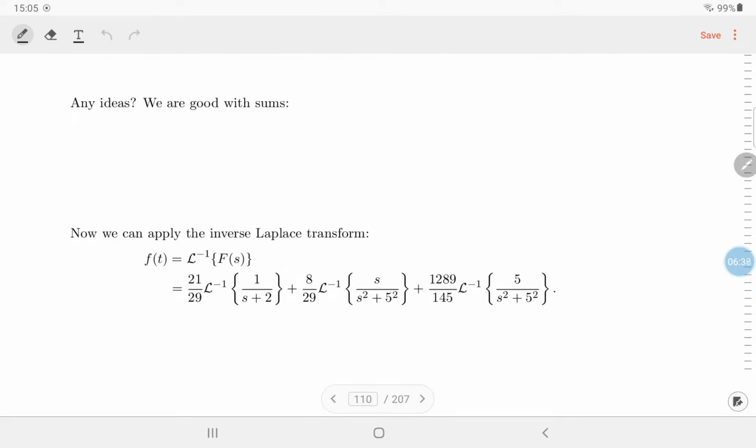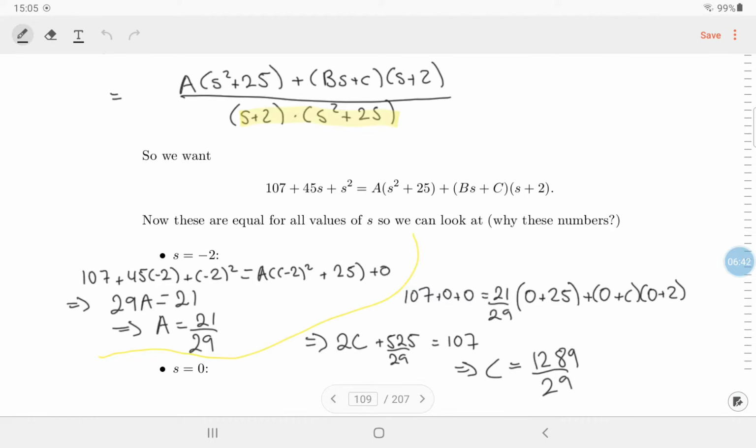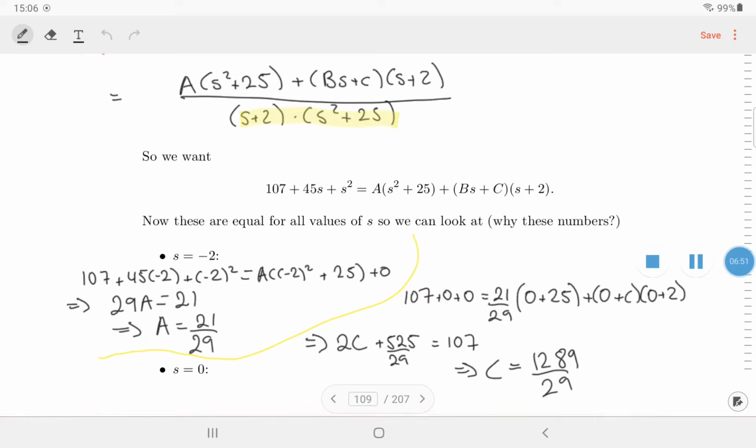Weird numbers, but there you go, 1289 over 29. Ooh, I'm going to have to pause this and figure it out. No, it's actually good. I should have trusted myself. It's nasty, but it's good. So what are we going to do next? Well, we're just going to put in the next easiest value, which is s equal to 1.